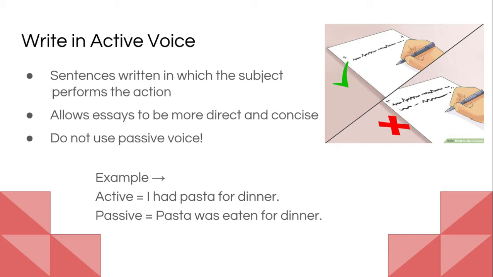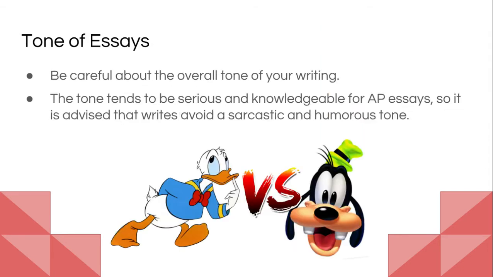So an example of active voice is saying I had pasta for dinner rather than saying pasta was eaten for dinner. So the latter, passive voice, is simply just a little too unconcise, and the active voice allows for a more direct statement. Watch your tone throughout your essays. You want to make sure that you can show the AP graders that you're serious and knowledgeable rather than keeping a sarcastic, humorous, or informal tone.